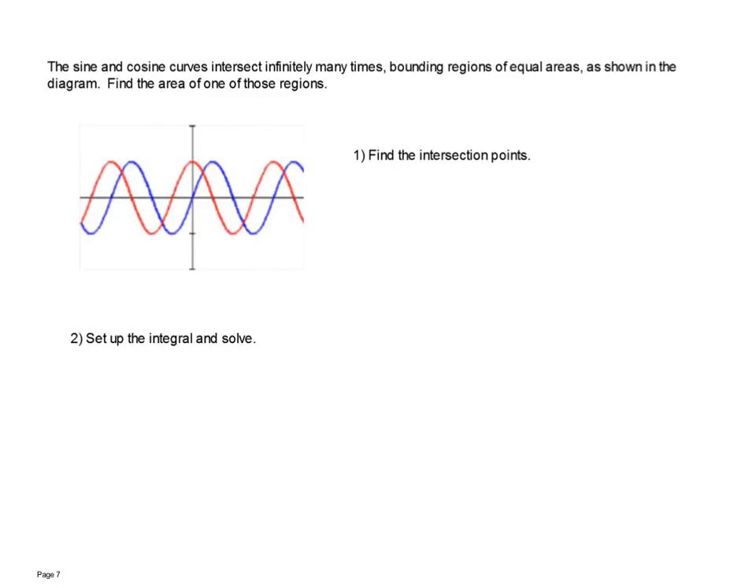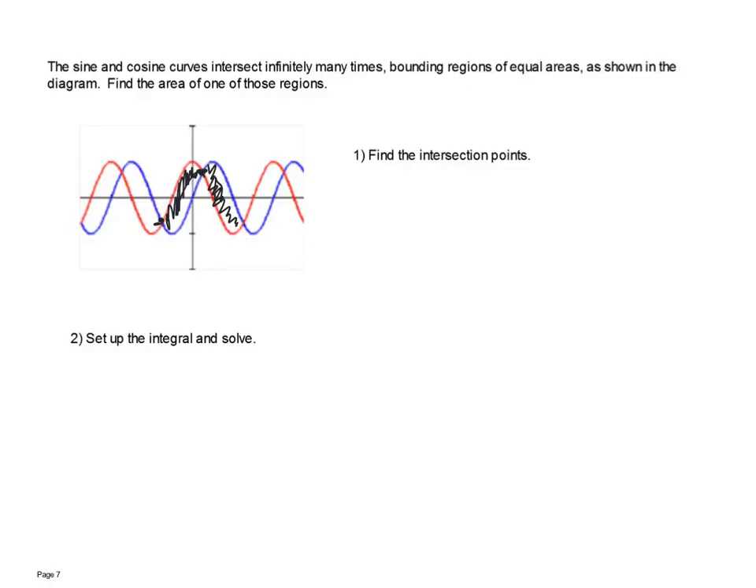All right, so we're going to also just set this up. Finding the intersection points, we're going to do that on our calculators. It says the sine and cosine curves intersect each other infinitely many times, as shown in this diagram. Find the area of just one of those regions. Okay, so one of these regions. Maybe it would be better to find this one because of the positives involved.